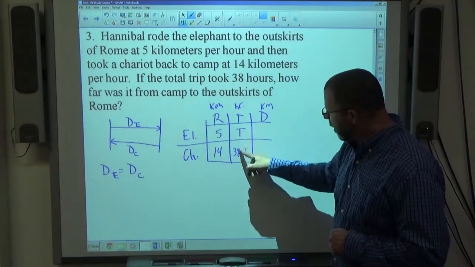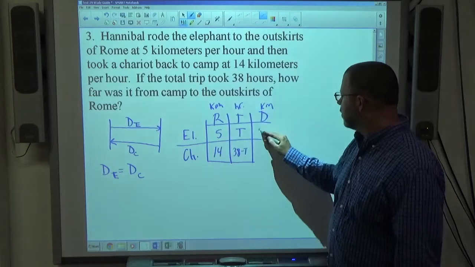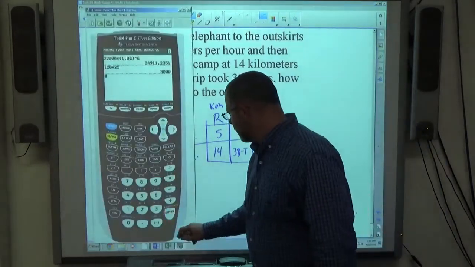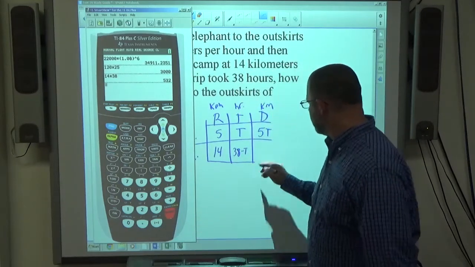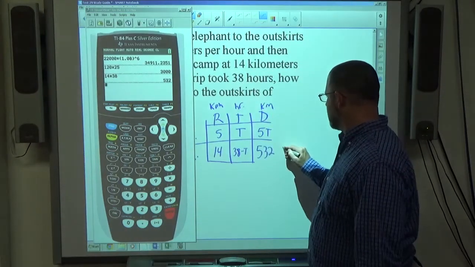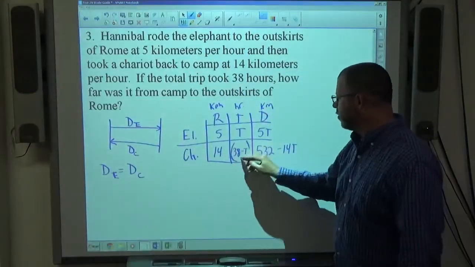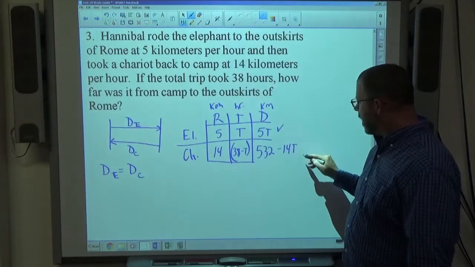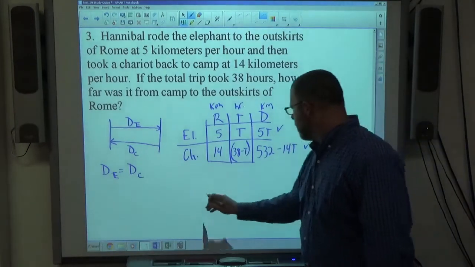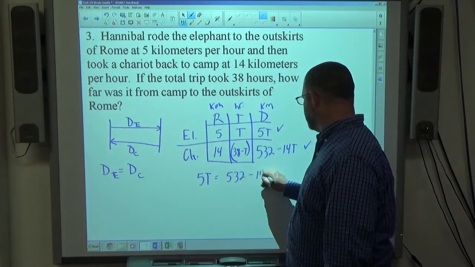Once you get the rates and times filled in with at most one variable, you multiply rate times time to get distance. 5 times t is 5t. 14 times 38 is 532 minus 14t. Make sure that this is a binomial here, so we distribute 14 times 38 and 14 times t. Distance elephant equals distance chariot. So 5t is equal to 532 minus 14t.